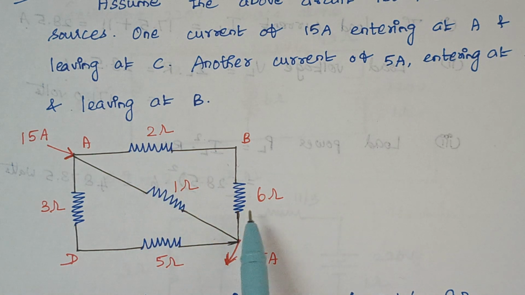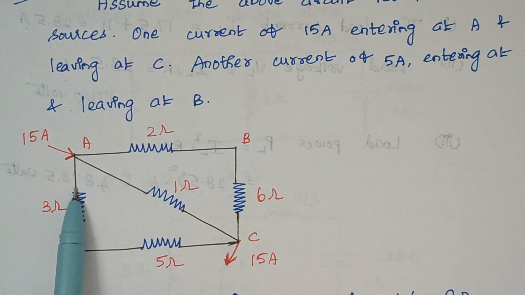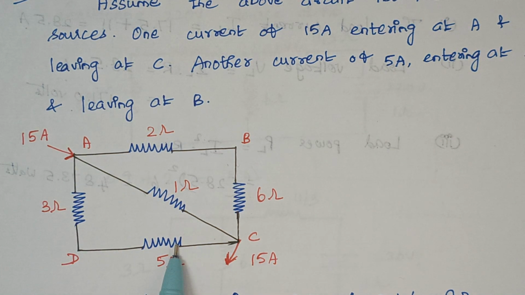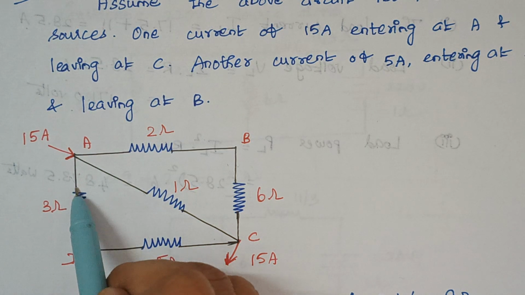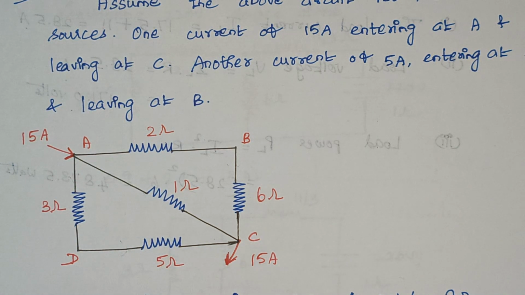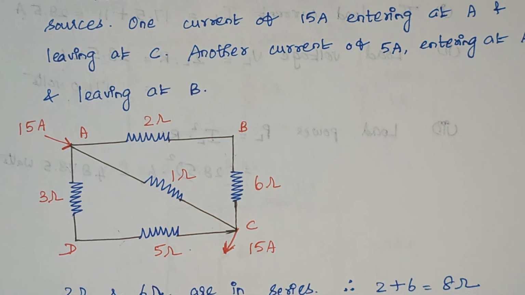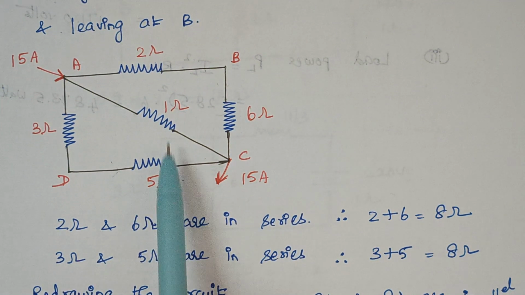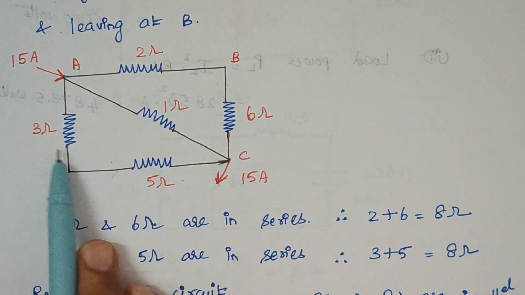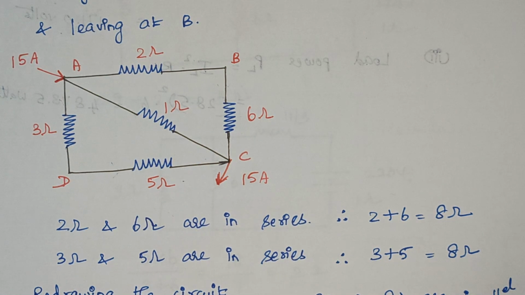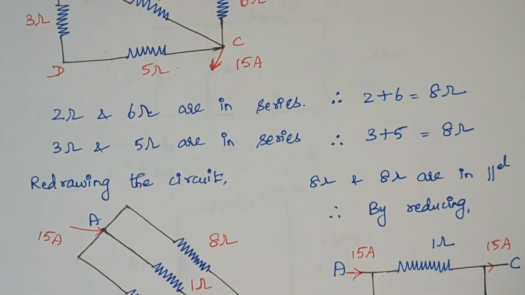So here this 2 and 6 ohm are in series, and in the same way this 3 and 5 ohm are also in series, because the current that flows through this 3 ohm also flows through this 5 ohm. So we calculate the net value of resistance: 2 plus 6 gives 8, and again 3 plus 5 gives 8. So we are redrawing this diagram.